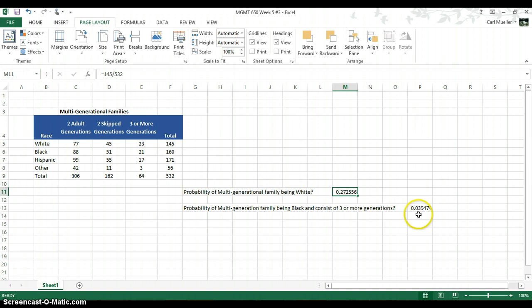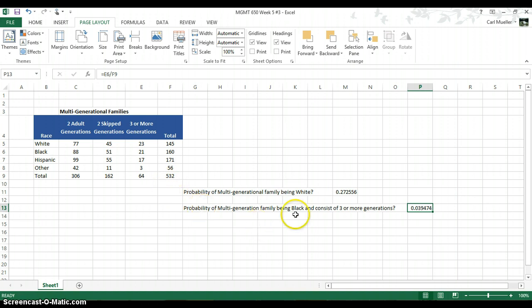And then stemming from that, our second question is the probability of multi-generational families being 1, a race of black, and 2, consisting of 3 or more generations. So what we're going to do with this, and you'll notice that this is a very small number. And essentially you can tell why, because in cell F9, the denominator stayed the same. This is across all multi-generational families. We want to know that. So the 532 is still there.